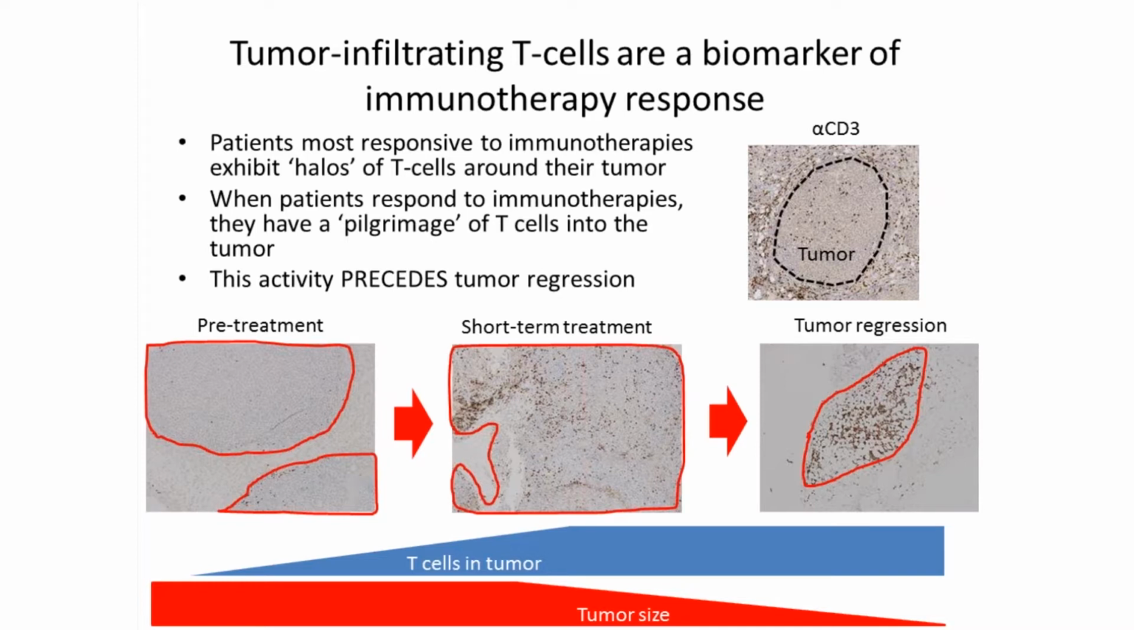But what's neat about this is that this activity precedes tumor regression, which means that if we've given these patients only one or two treatments, we might not see any change in their tumor size, but we can actually look at these infiltrating T cells within their tumor to determine whether or not they're going to have a substantial response to the therapy. Or if we don't see any T cells coming into the tumor, we know that patient is unlikely to respond to that therapy. We could switch them to something else.